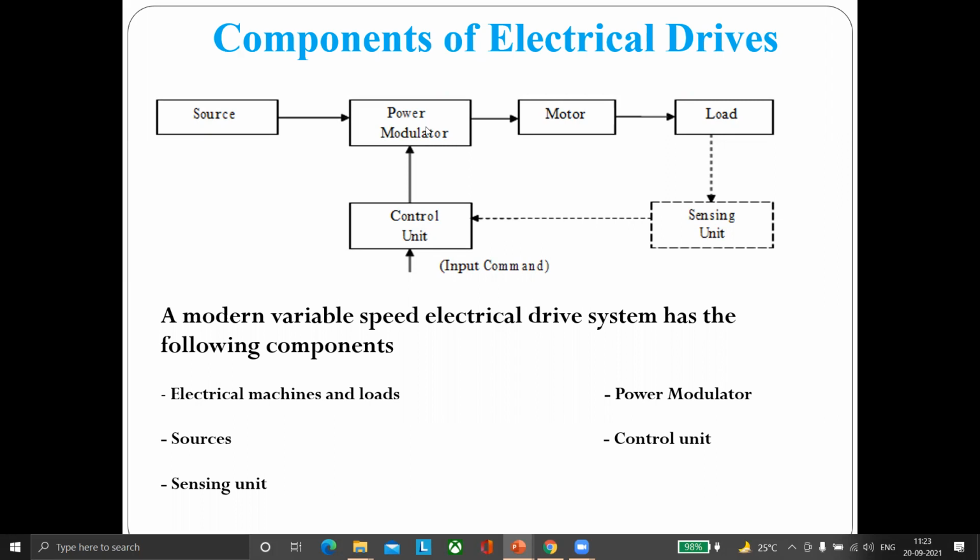Is it right? So accordingly, which switch should be turned on and which switch should be turned off in this circuit, this controlling circuit decides. Accordingly, the power is also controlled. If the power is controlled, the motor speed is also controlled. Is it right? This is the concept of the block diagram of electrical drives. This is the block diagram of the electrical drives.